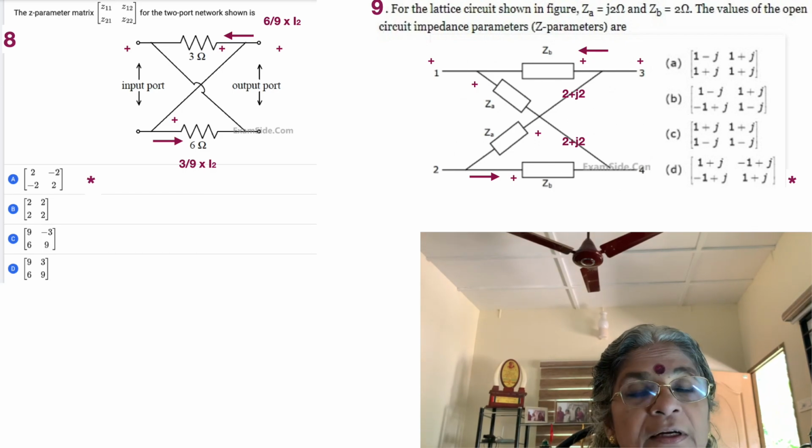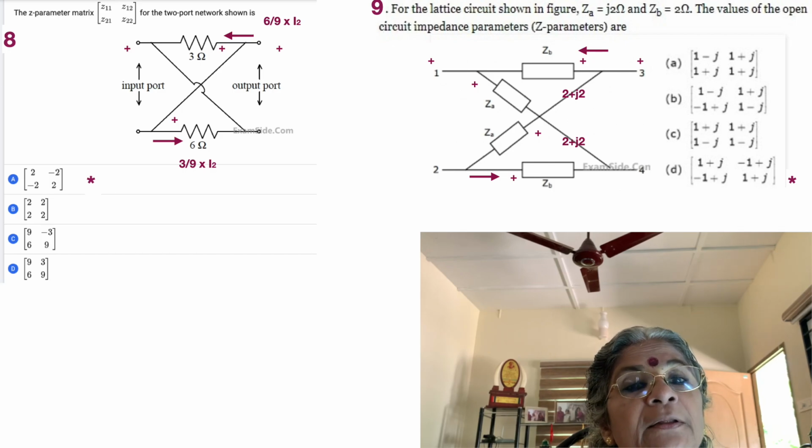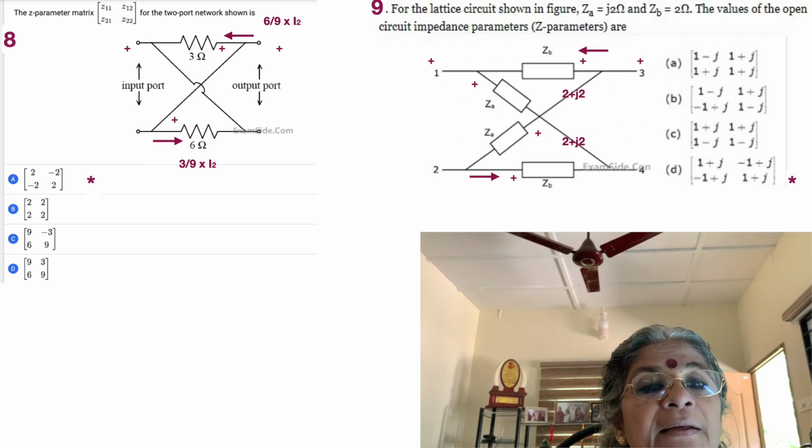One part is through the 3 ohms, the other part is through the 6 ohms. And of course, the ratio is going to be, in the 3 ohms 6 by 9, and in the 6 ohms 3 by 9 of the current.